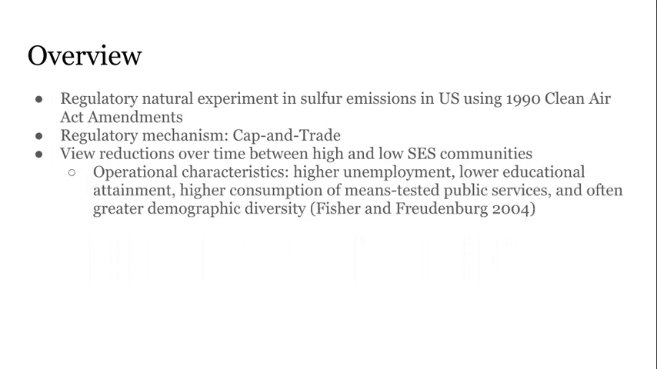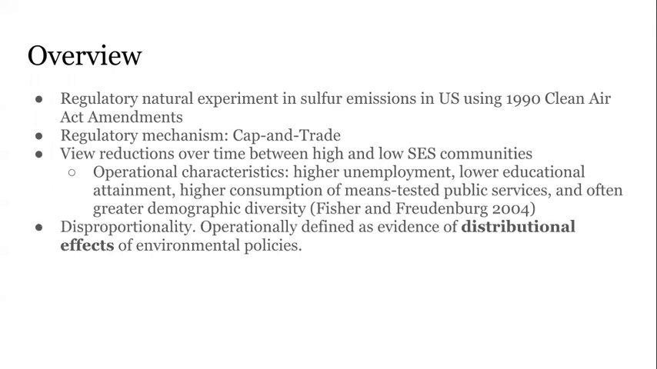So operational characteristics are, for example, for low socioeconomic status communities: higher unemployment, lower educational attainment, higher consumption of means-tested public services, and greater demographic diversity. These characteristics are the things we would look at to determine low socioeconomic status communities when we're looking at the relative changes in sulfur emissions from the cap and trade program between different geographic regions.